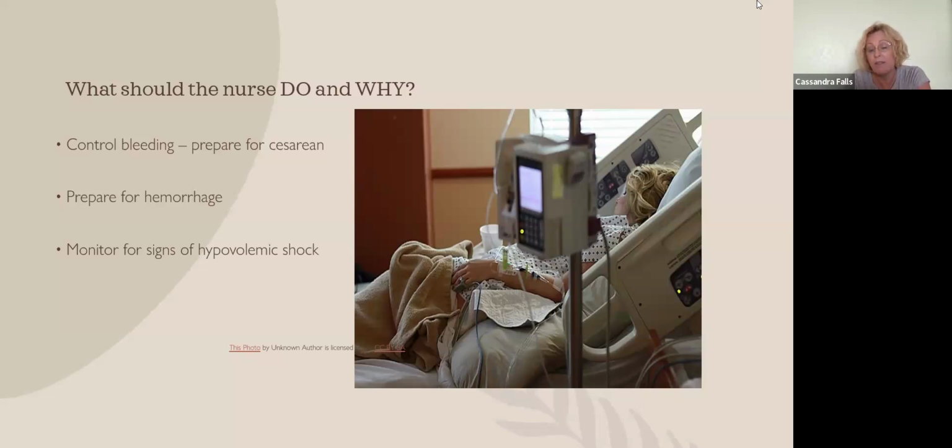Would we be concerned about that 5 pounds of weight loss? I'd be concerned about it, but it's not going to require immediate intervention. Okay. Let's see. That was good.